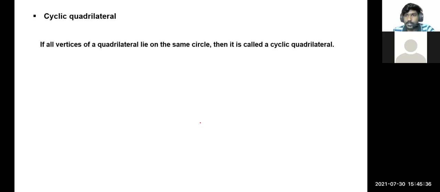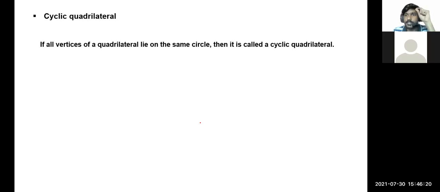Before cyclic quadrilateral, do you remember what is a quadrilateral? Anything you remember about a quadrilateral? What does a quadrilateral mean? A closed figure with 4 sides. Not 5, 4. Then the pentagon and hexagon and all of that are not quadrilaterals. No, they are not. So a closed figure with 4 sides is called a quadrilateral.